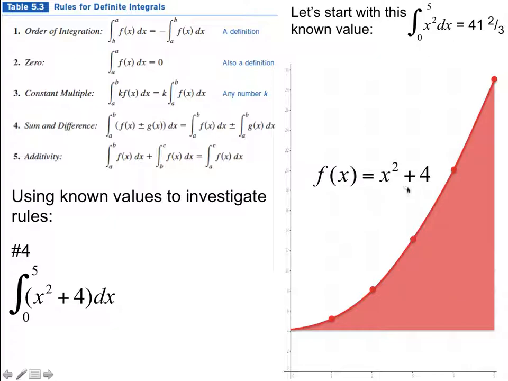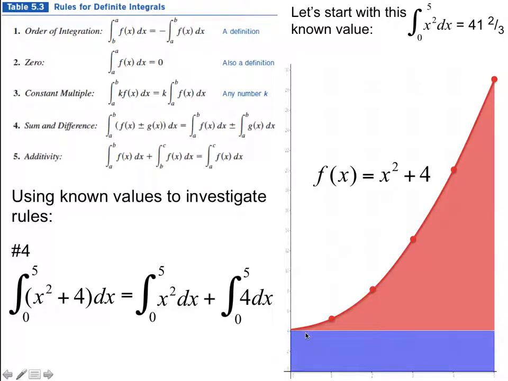Let's do that again. If this is x squared here, the red region, then x squared plus 4 is just shifting that whole thing up 4. Well, what did that do to my shape? That created a region down here underneath the red region. And that region is represented by a function 4. So that means I can split these up into my original integration from 0 to 5 plus integrating 4 from 0 to 5. And we've done this before.